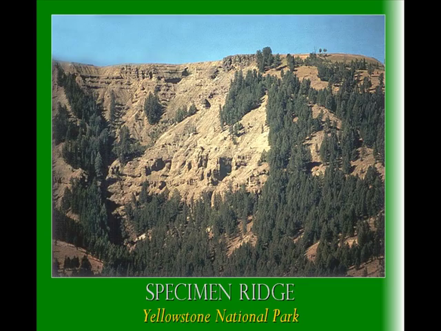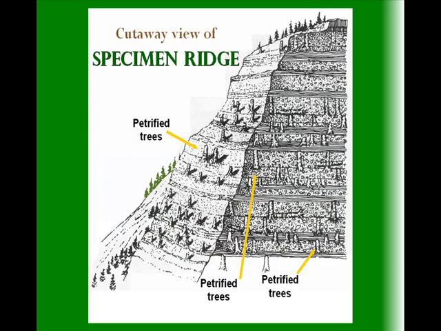Then finally, let me note this one example that really struck me as interesting with regard to Specimen Ridge in Yellowstone. Here's a cutaway view of it, and as you can see, there's a number of layers with trees in them. And my understanding is that was viewed, and perhaps is still viewed by some, as layers of forests. And so you would have a forest, and then maybe a lava flow or something would come along and destroy that forest. Then eventually the area would begin to recover, and another forest would grow up above that.